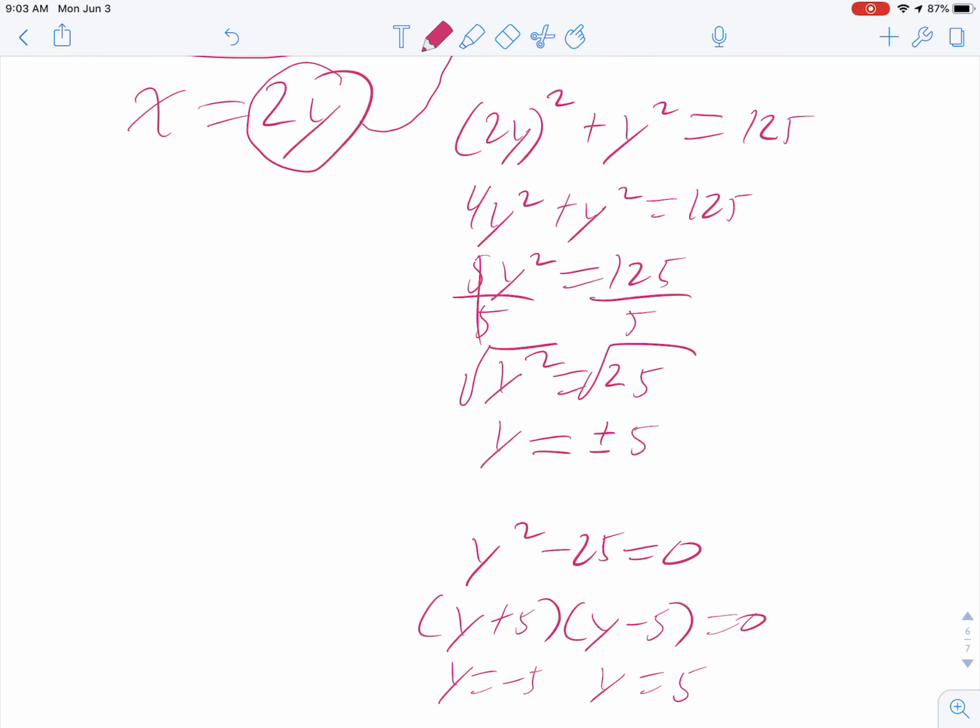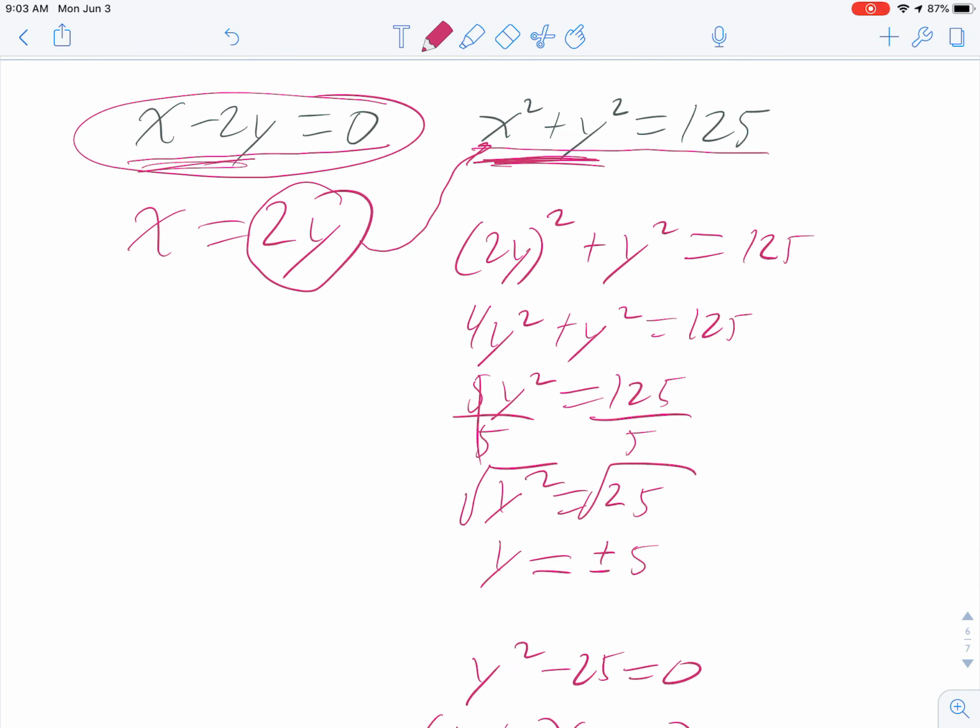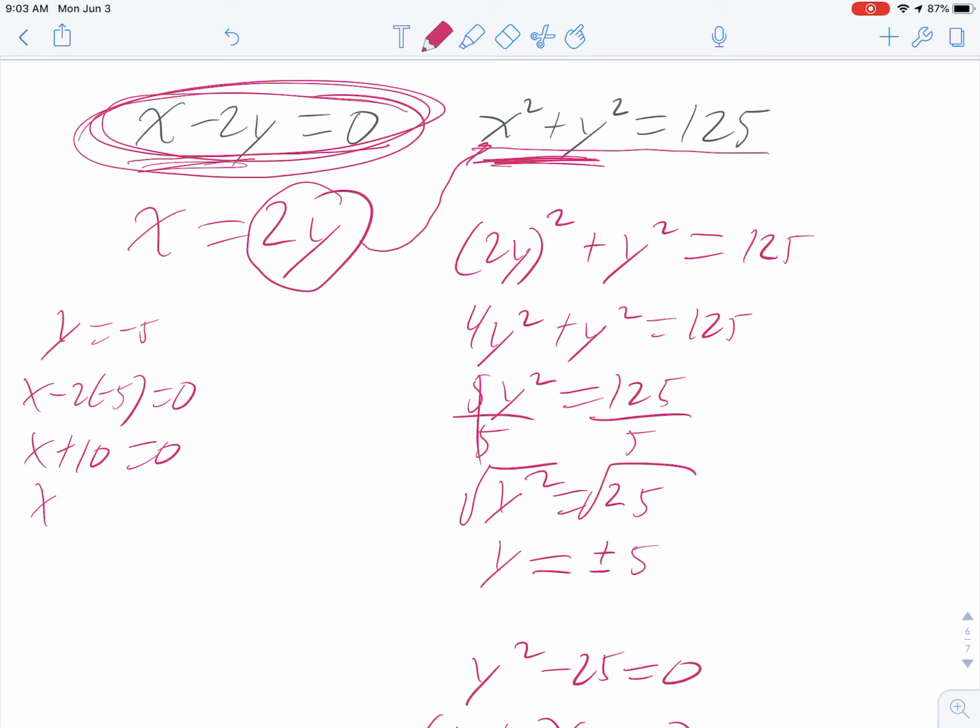So now this is where these problems are a little different than what you're used to. Since -5 and +5 are our y values, we've got to plug them into our original equation twice. So when y equals -5, we have x minus 2 times -5 equals 0. And so x plus 10 equals 0, and so x equals -10. So that gives us (-10, -5) as one of our solutions.